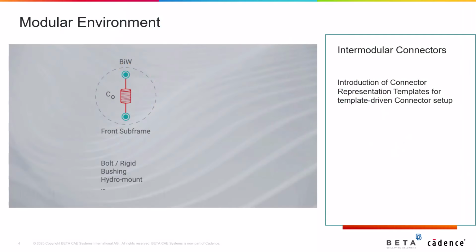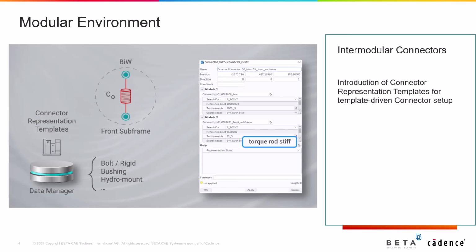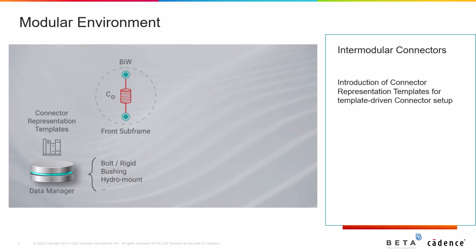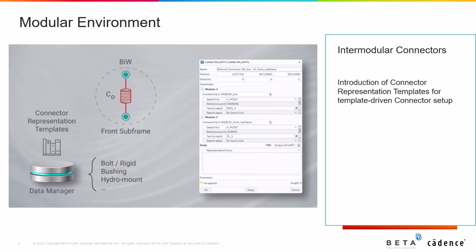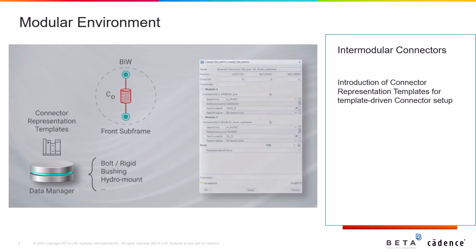The setup of intermodular connectors has been significantly enhanced with new possibilities. The representation can now be set with the aid of connector representation templates that enable the centralized tuning of representation settings. Additionally, new options have been introduced for spring damper connectors, and users can now define local coordinate systems. To improve usability, the distance between the endpoints of applied connectors is now displayed at the bottom of the card.